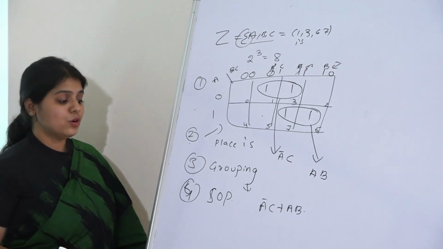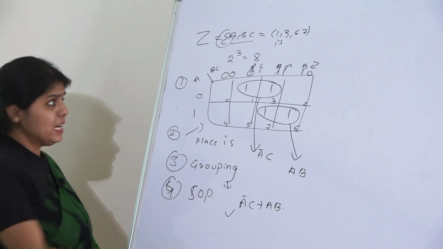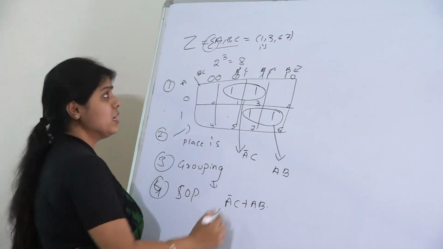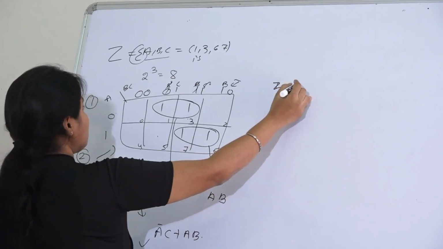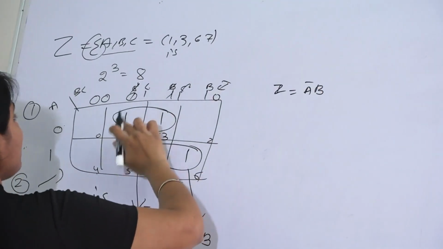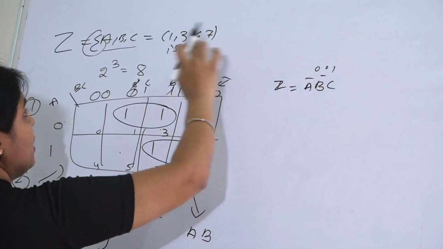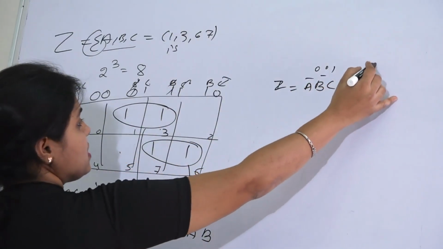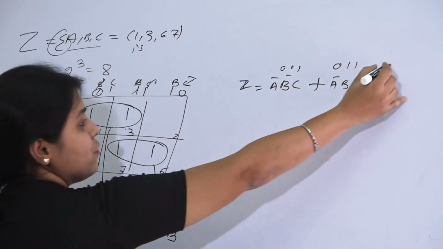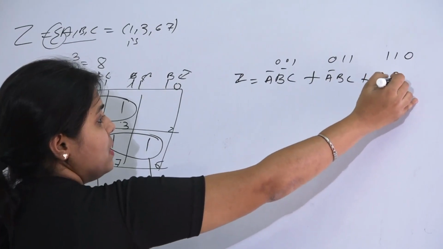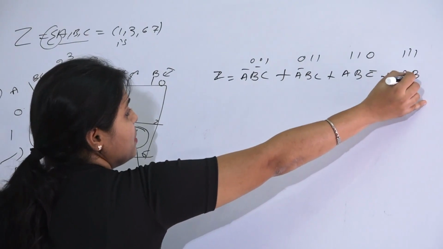Okay. Now I'll tell you what will happen by this simplification. If I don't do this simplification, let me write the expression for this. So I have 1, which would be z is equal to a bar b bar c, right, 0 0 1. Next I have 3. What is 3? 0 1 1. That is a bar b c, plus I have 6 which is 1 1 0, a b c bar, plus I have 7 which is 1 1 1, which is a b c.